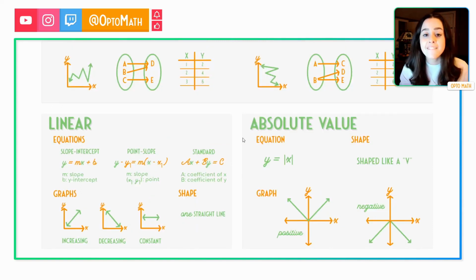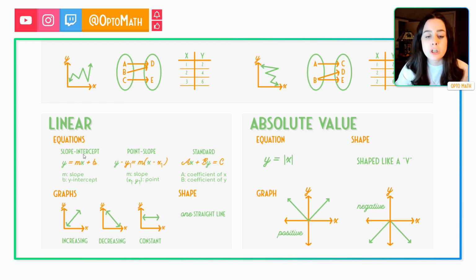Our first function family is linear. Linear. I'm supposed to call it linear, but I say linear because it's a word line. Linear functions are one straight line. That's their shape. There are 3 linear equations here: slope-intercept, point-slope, and standard form. And the things that go into making those equations are here right below it.